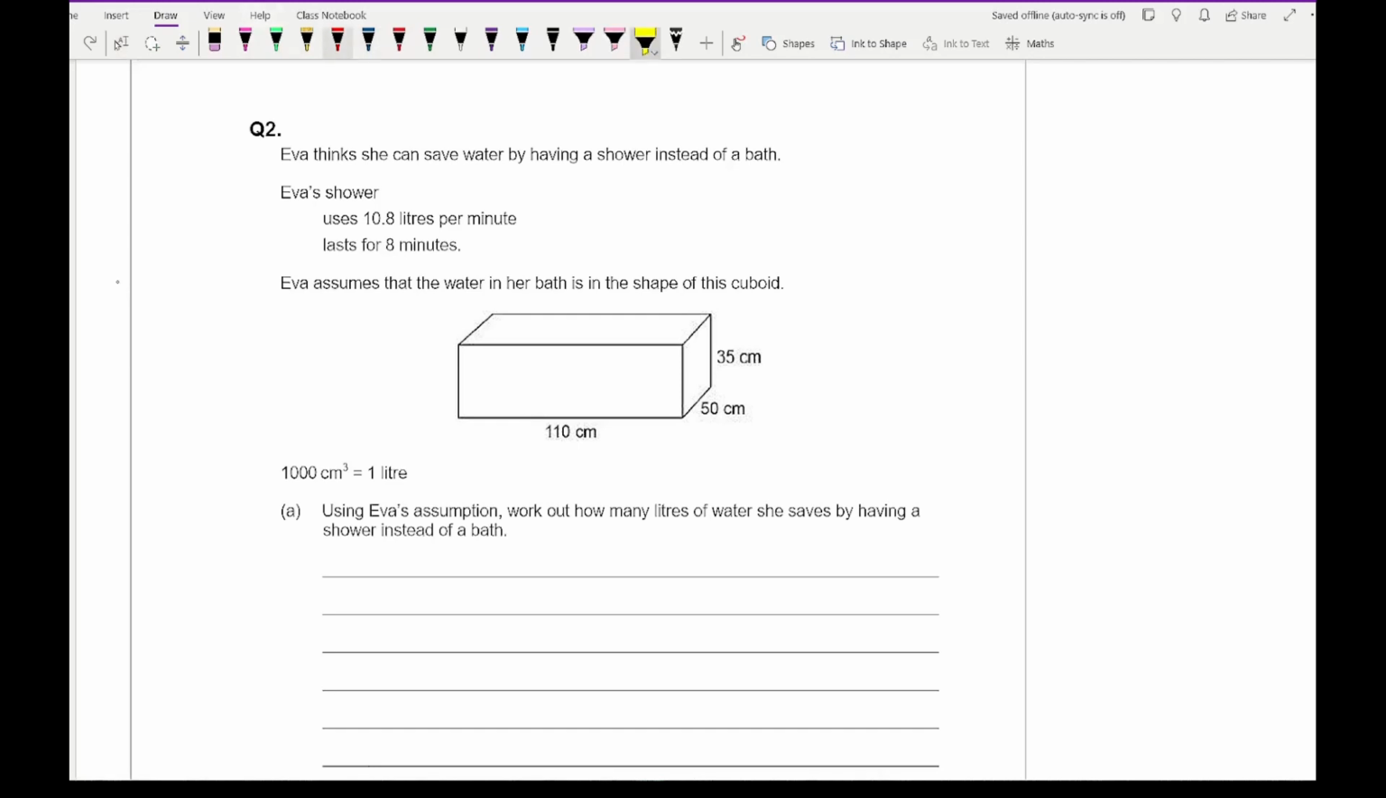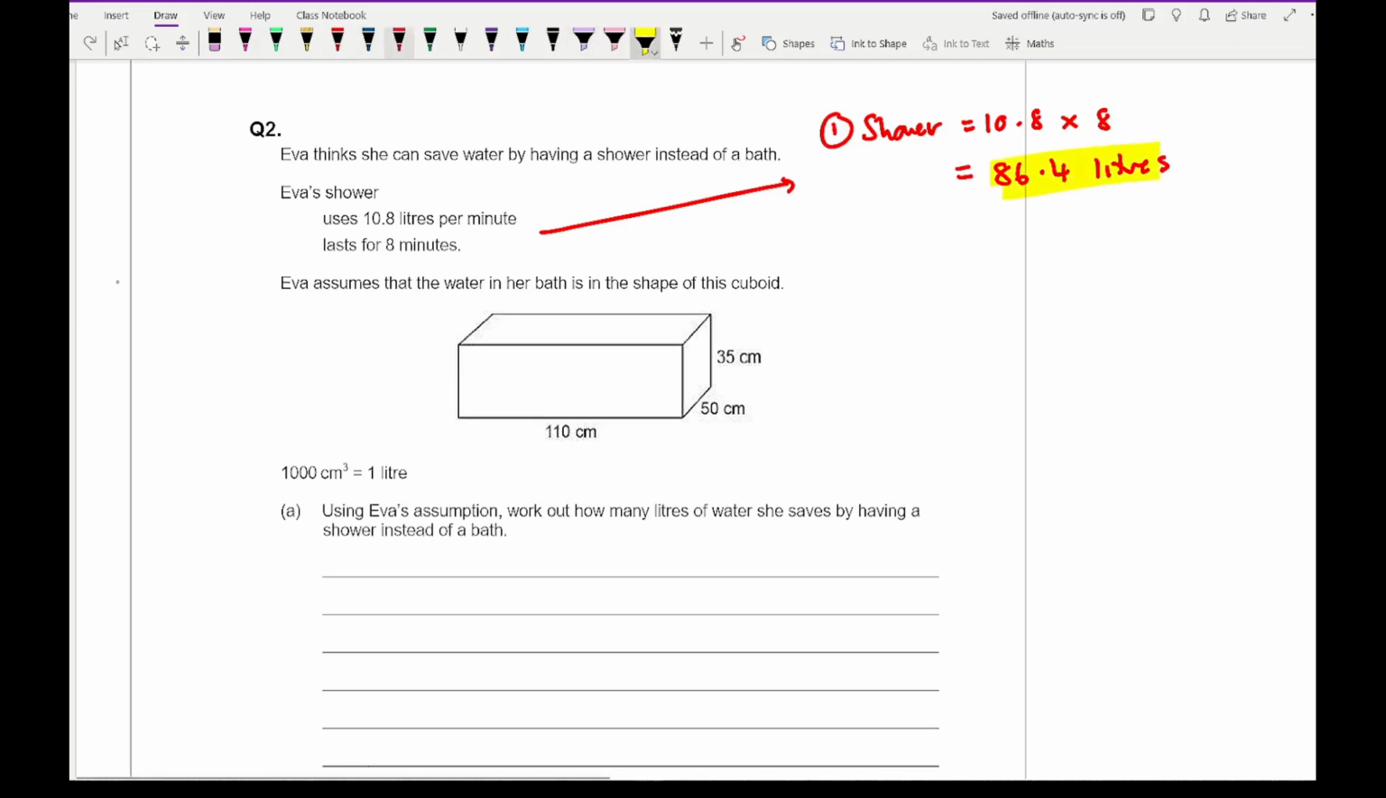So let's first of all look at this in 2 steps. The first thing I'm going to work out is the amount of water she needs when having a shower. So here I'm going to use this information here. It's going to be 10.8 times 8, and that gives me an answer of 86.4 litres. So that's how much water she uses when she has a shower.